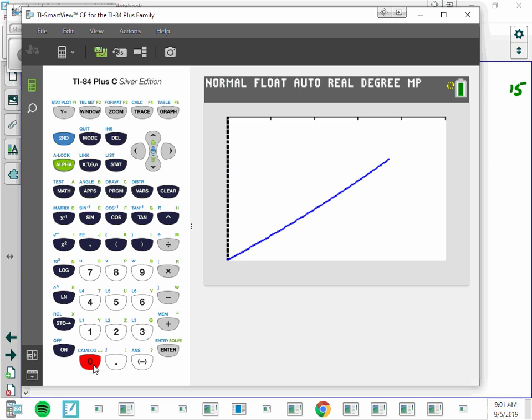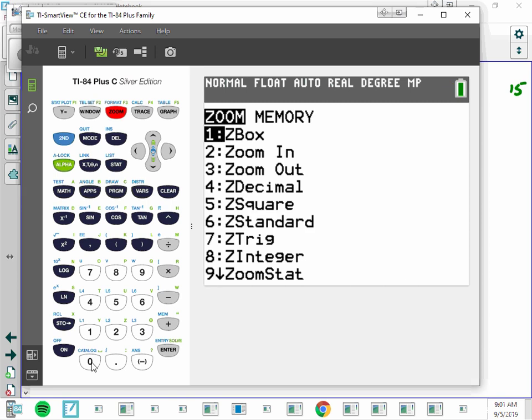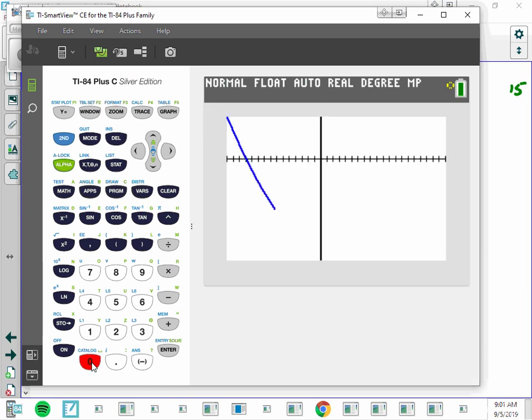Did I mess something up? Oh, that's a problem. Negative 15. Zoom 0. Oh, I did it. Okay. Now I see enough that I can do my trace and figure out what those roots are. So zoom fit is quite handy. It really quickly gives you an idea of where you need to go. Okay. Any questions? All right. Get to work.